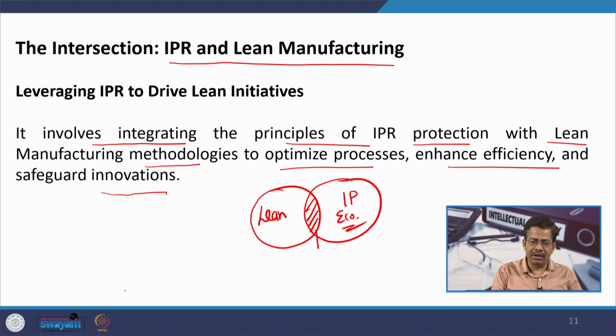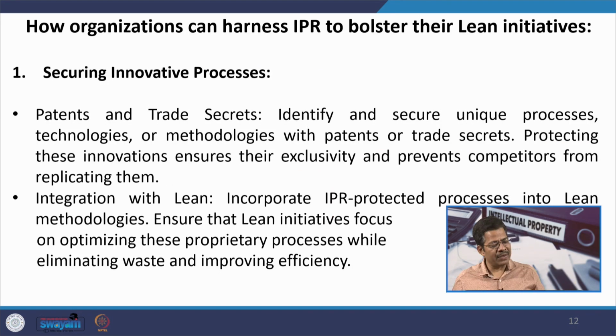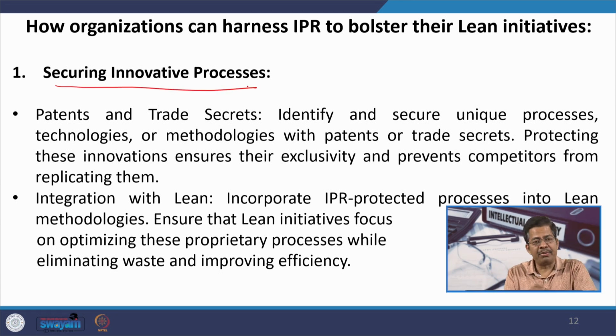So, what we want is that over a period of time this should go in this way, that more and more your IP ecosystem should follow the principles of lean activities. There are different types of initiatives through which organizations can harness these IPR activities with the help of various lean initiatives. For example, securing the innovative processes. So, how to secure innovative processes?